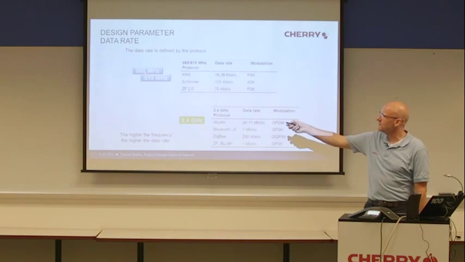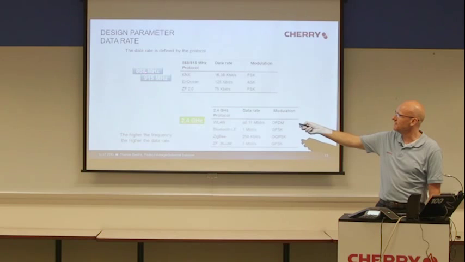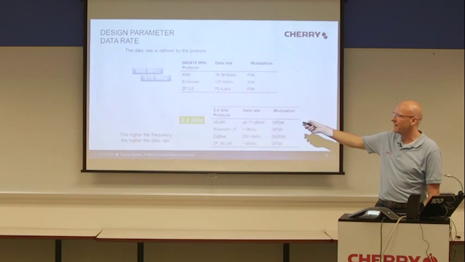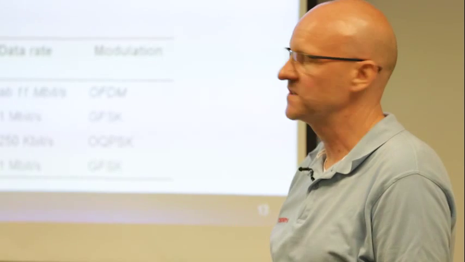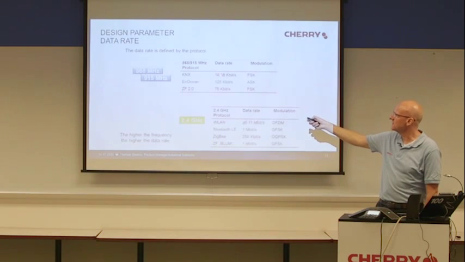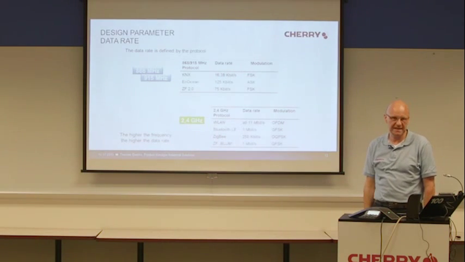And then when you see the sub-gigahertz system, 868 megahertz, for example, ZF, we have only 75 kilobits per second. It's much lower than the 2.4 gigahertz. And KNX is a very, very slow system. It has only 16 kilobits per second.